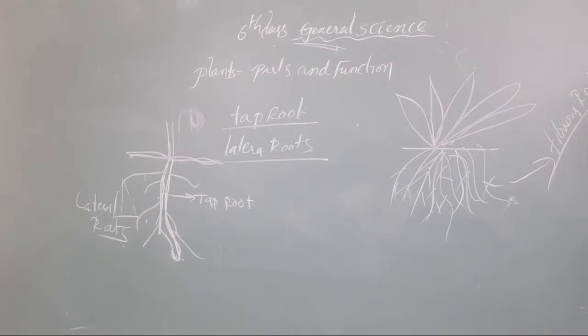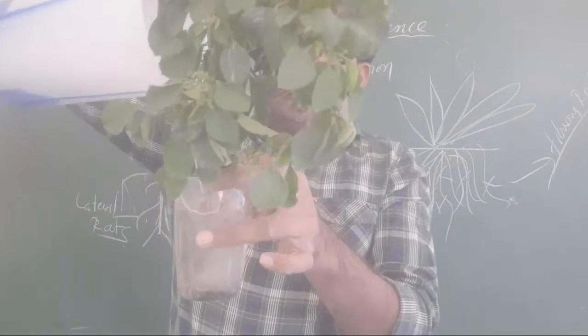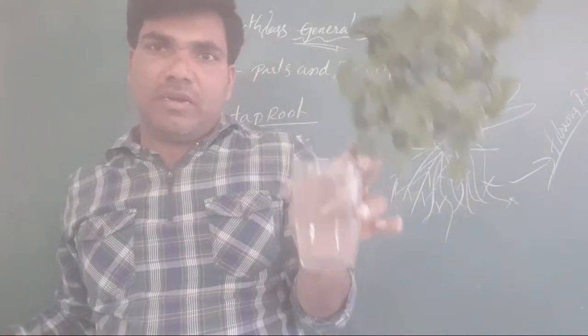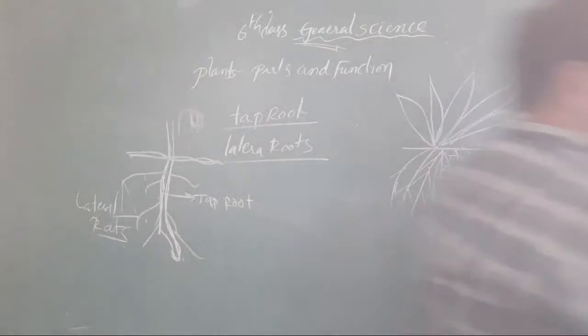And what are the functions of roots actually? You have to go with one activity too: how it absorbs the water. Take one plant like this, a small plant as much as possible. How do you make this activity? You take one plant like this, and in that one you take water here. Then you take water like this, and you take one more plant.